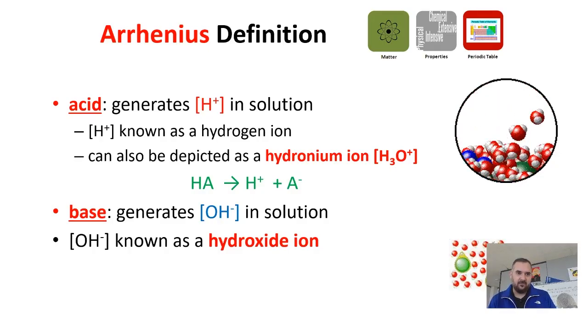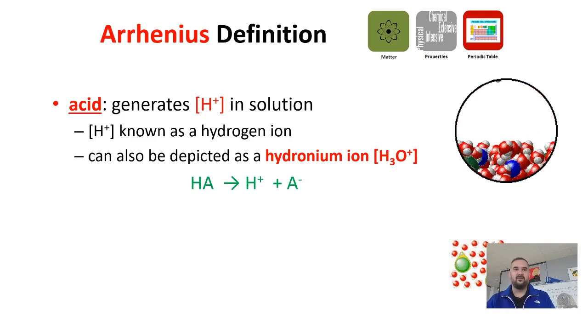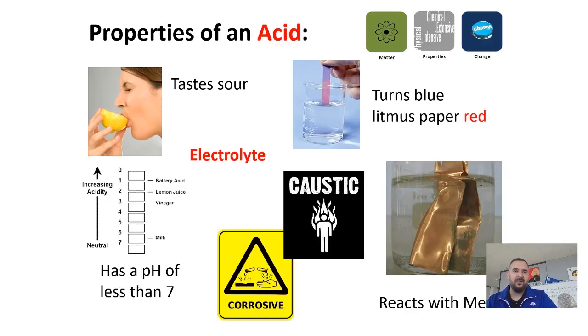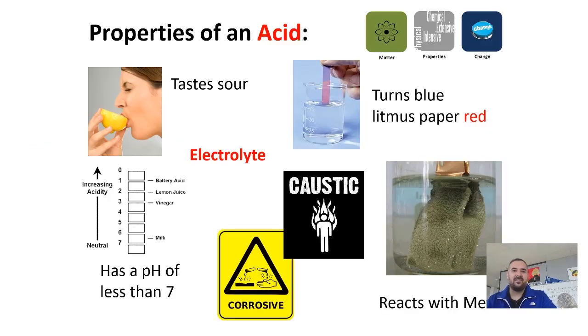So first of all, top of your page, you're going to write down acids and bases. That's going to be our title. And then, as you can see, it says properties of acids and bases, but we've already discussed these. So for the people who haven't been here, here are the properties. Go ahead and write these down.